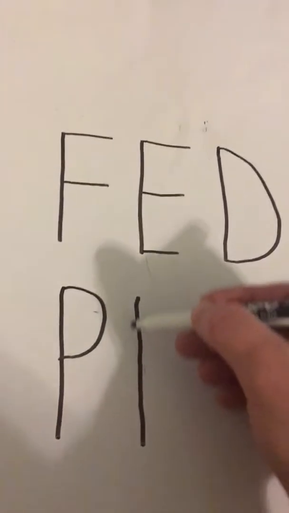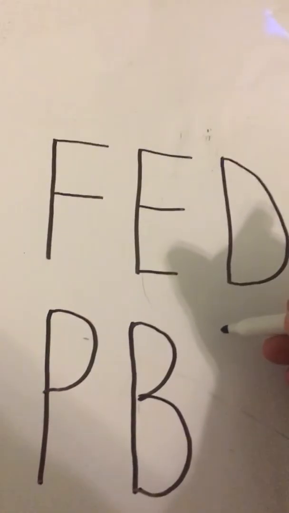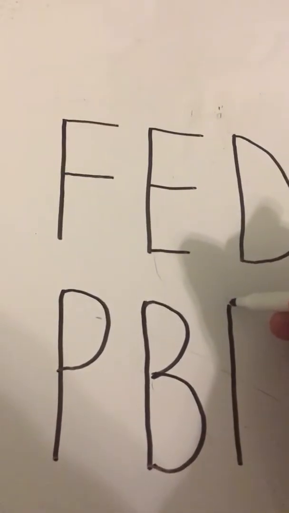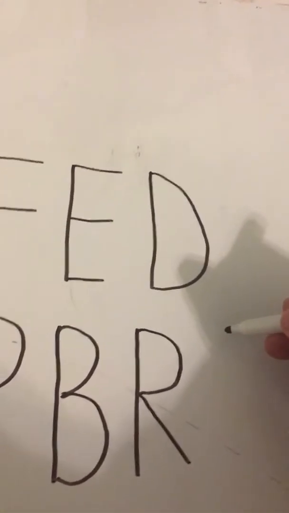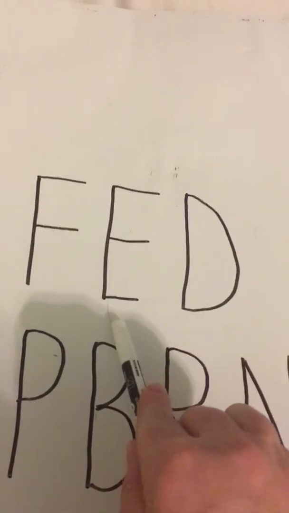Big line down, frog jump up, little curve, B. Big line down, ribbit, back up, little curve, slanted little line, R. Big line down, frog jump up, slide, big line up, N. And the last one is big line down, ribbit, slide, slide, big line straight down, M. F, E, D, P, B, R, N, M.